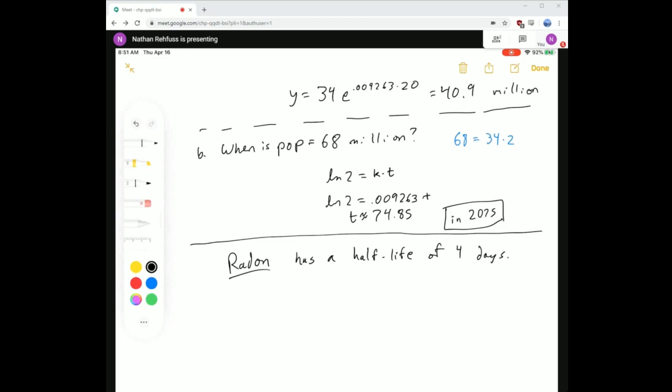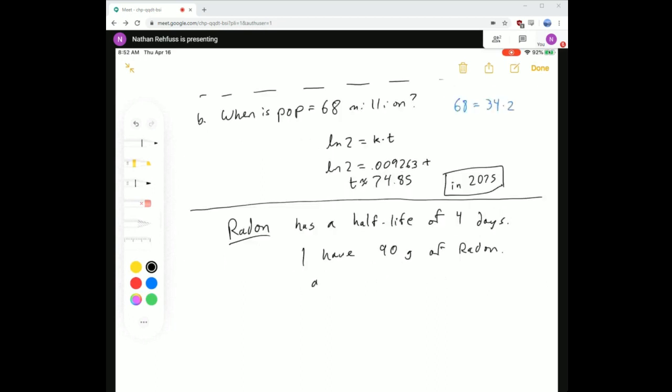So let's say I have a sample. I have 90 grams of radon. That's a lot of radon. I am going to ask a couple of questions. How much radon will I have left after 3 days? Since the half-life is 4 days, I'll have 45 grams in 4 days. So I'm expecting a little more than 45 to be my answer here.